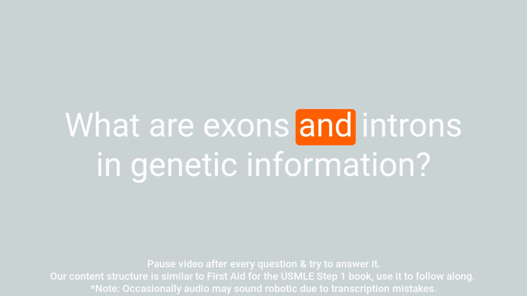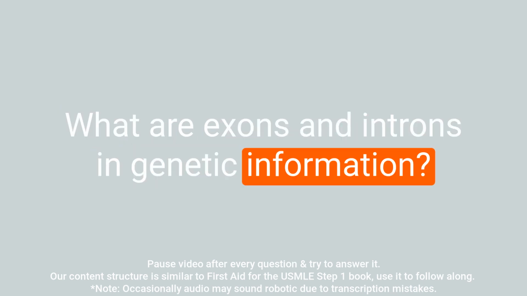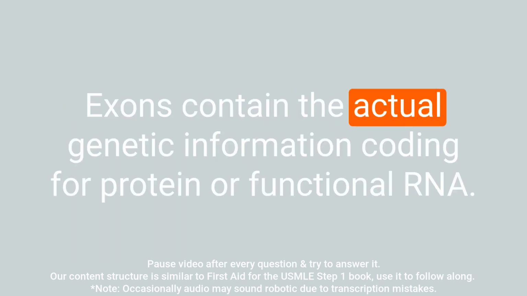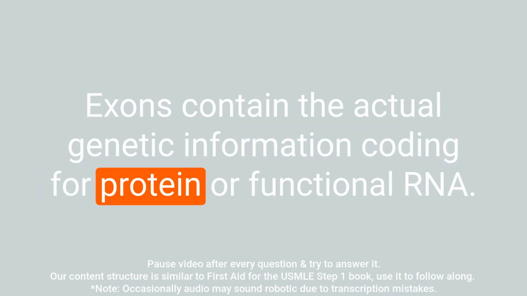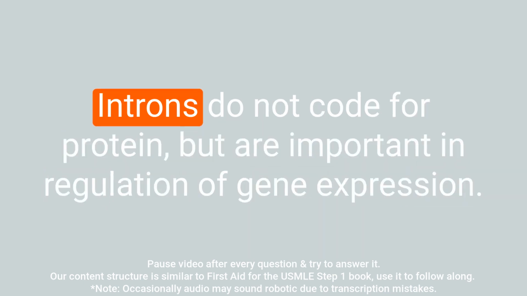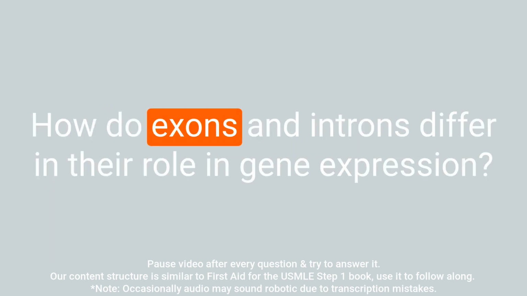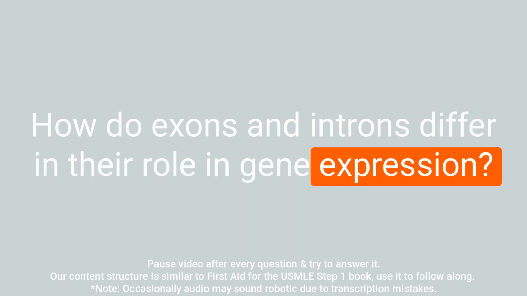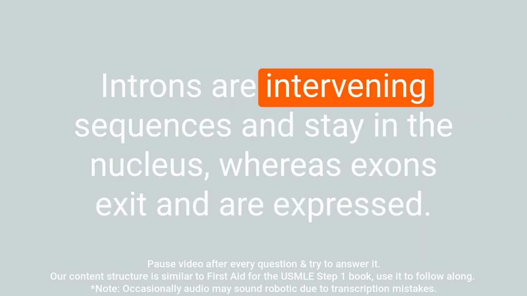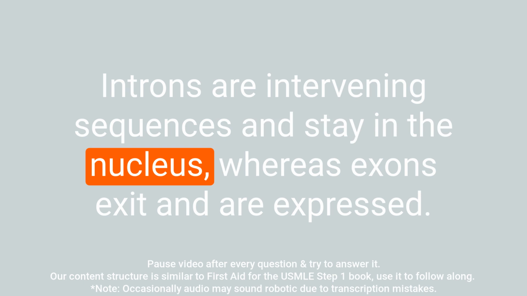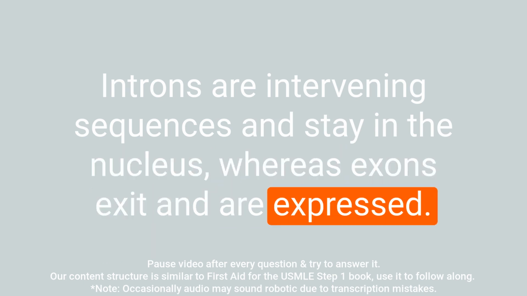Question: What are exons and introns in genetic information? Answer: Exons contain the actual genetic information coding for protein or functional RNA. Introns do not code for protein, but are important in regulation of gene expression. Question: How do exons and introns differ in their role in gene expression? Answer: Introns are intervening sequences and stay in the nucleus, whereas exons exit and are expressed.